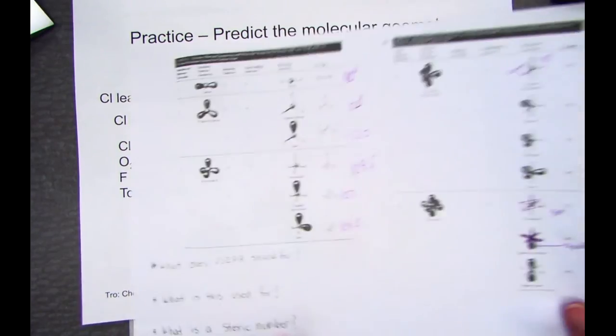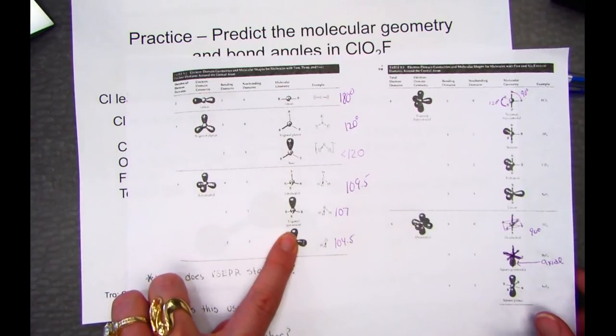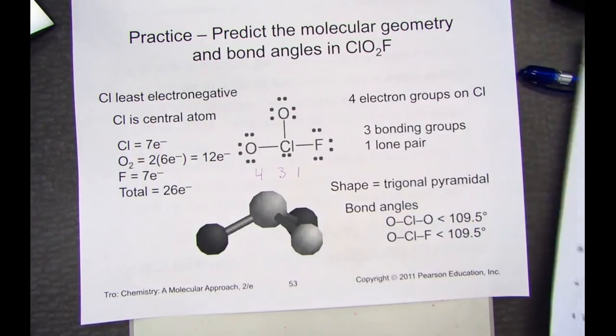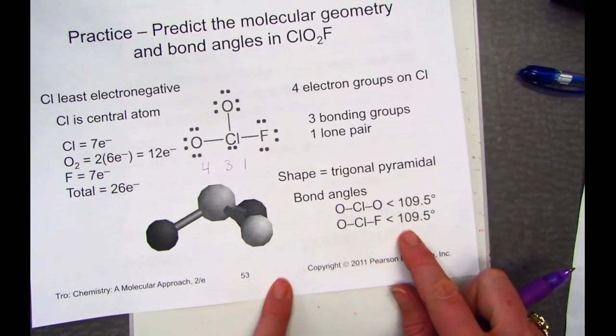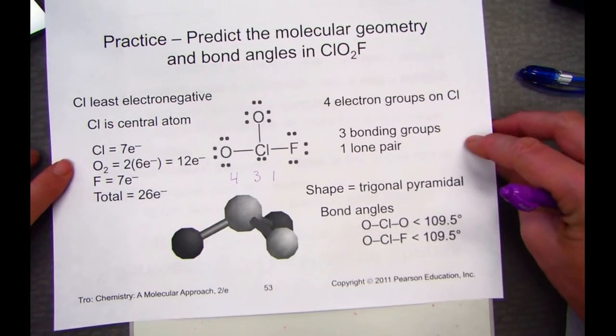To show that on the chart, 4, 3, 1, trigonal pyramidal with a bond angle of 107. Which they're just saying here is less than 109.5, but we could be more exact. It's going to be 107 degrees.